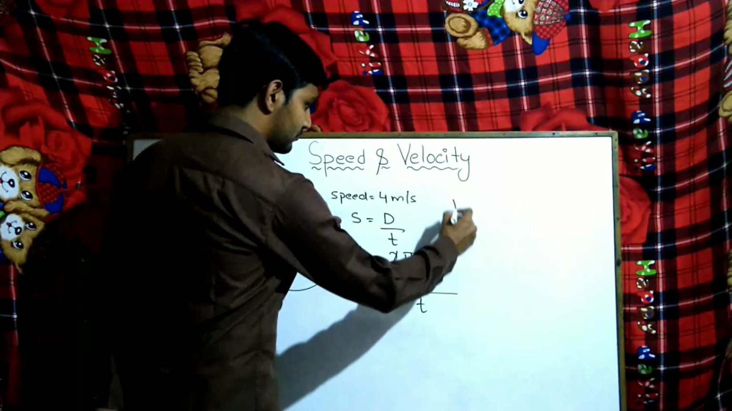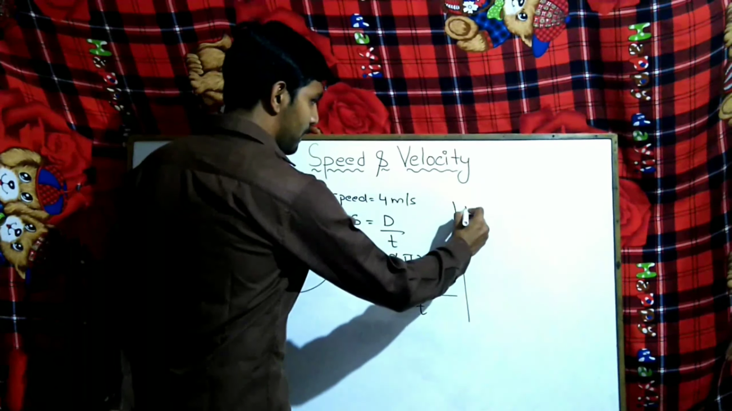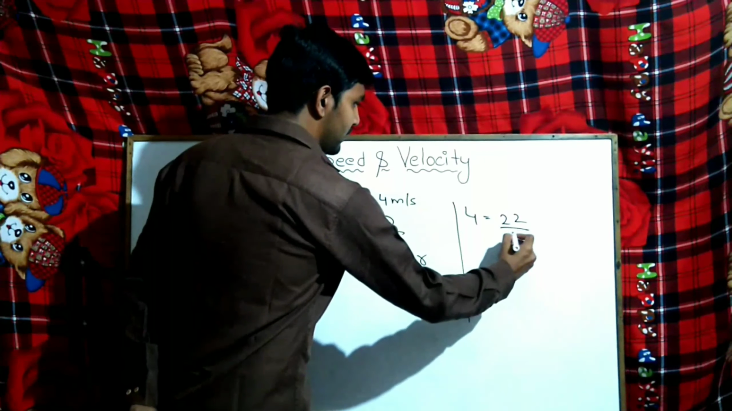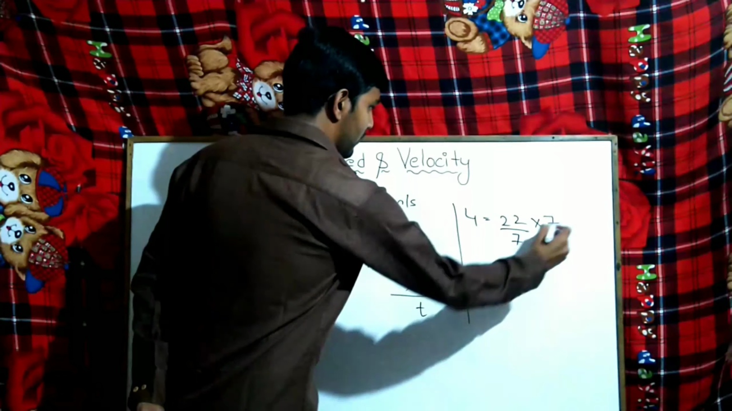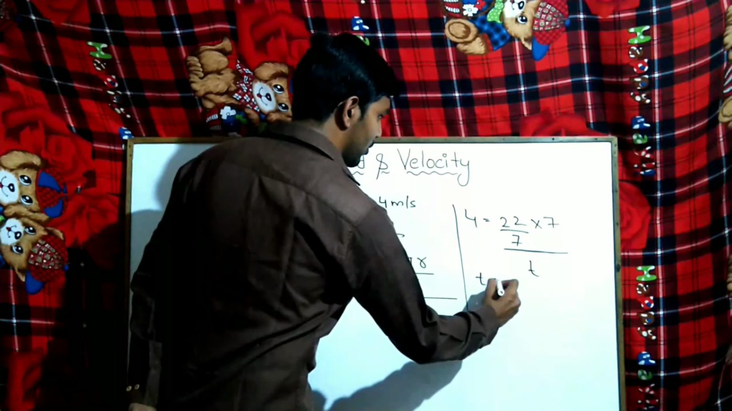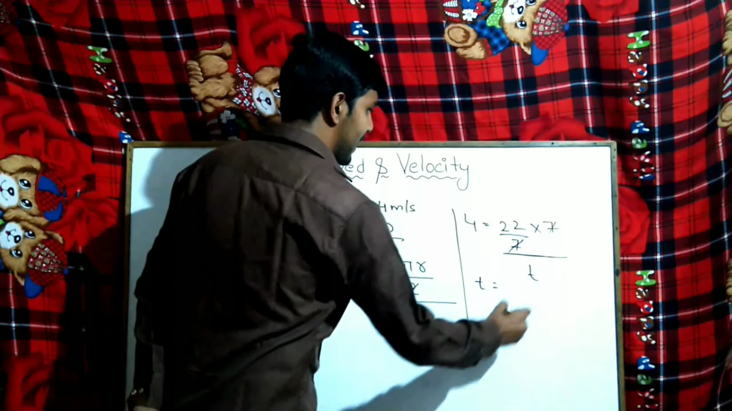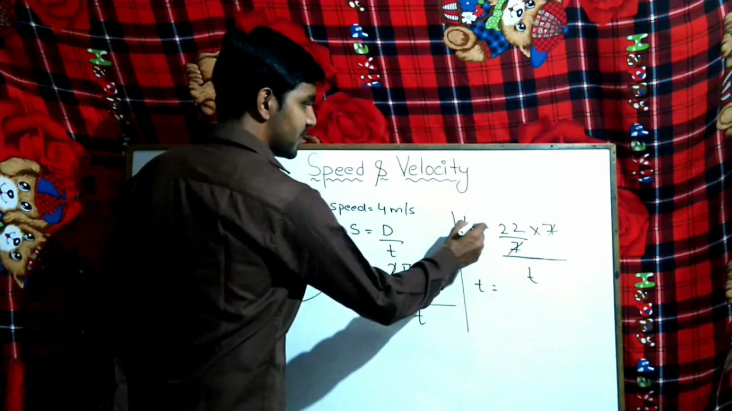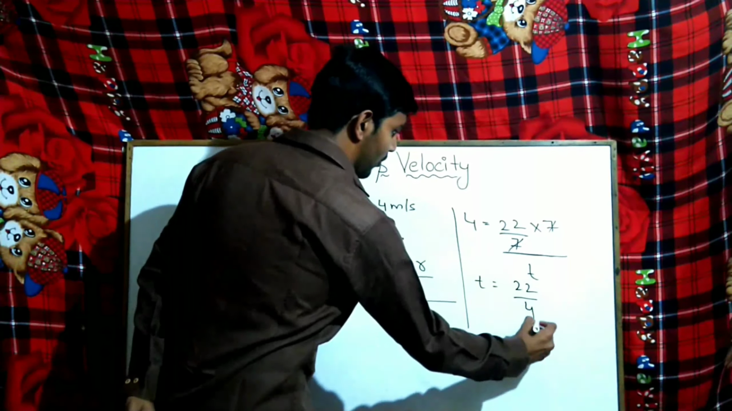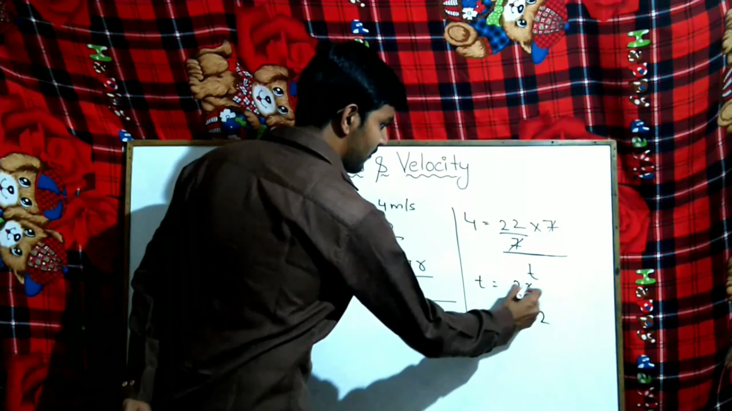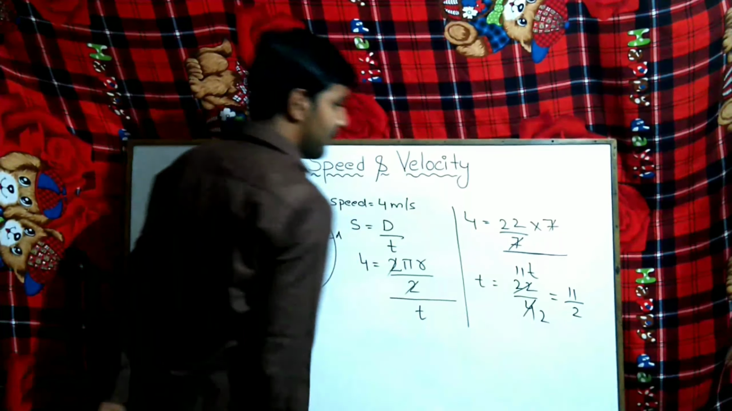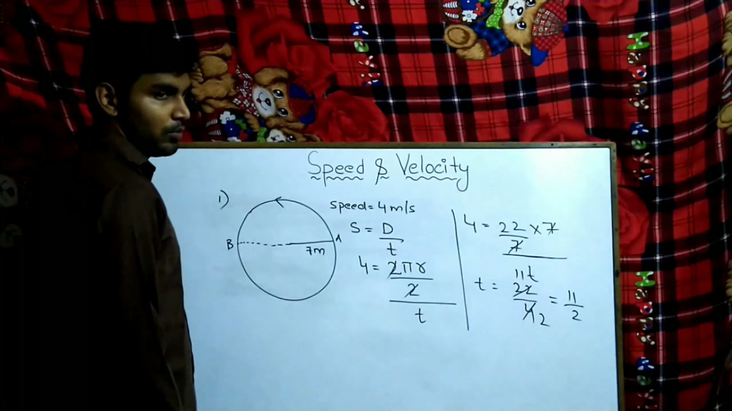Now 4 is equal to 22 by 7 into 7 by time. So 7 will cancel, time will go that side and 4 will come that side. So 22 by 4, which is 11 by 2. So time is 11 by 2.